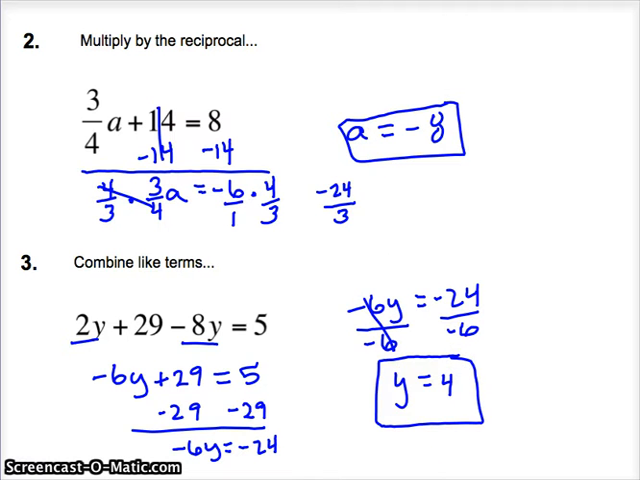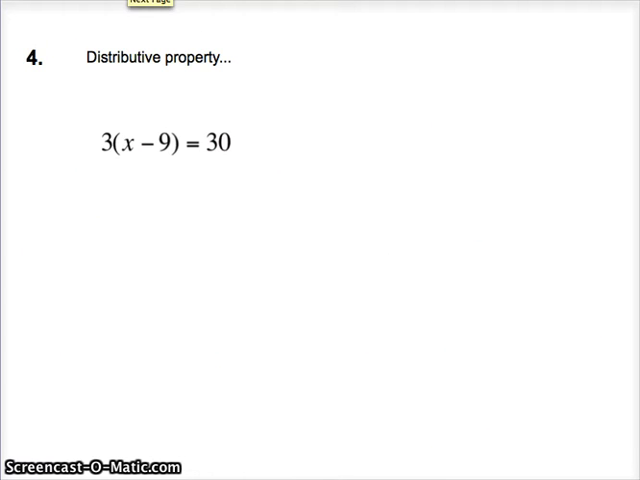Awesome. One more example, then you're going to try some. In example number 4, we are using the distributive property. This happens when I have a number being multiplied by a quantity. The distributive property tells me I need to multiply everything inside the parentheses by the number outside. So in this situation, I'm going to multiply 3 times x and 3 times -9. The result will be 3x minus 27. That still remains equal to 30.